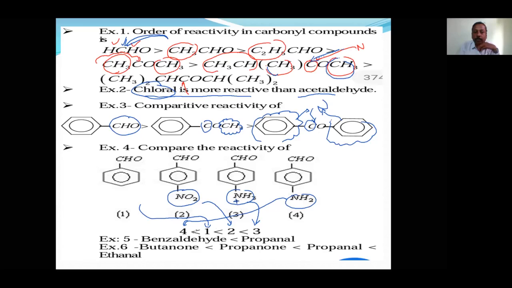So like this, questions will come in the entrance exam. And for the board exam, how you have to attempt, I already told you. Benzaldehyde is less than propanal because an aromatic benzene ring is there. Butanone, propanone, propanal, ethanal. These are some previous exam based orders. I think all of you noted this. If not noted, you can note it down afterwards.